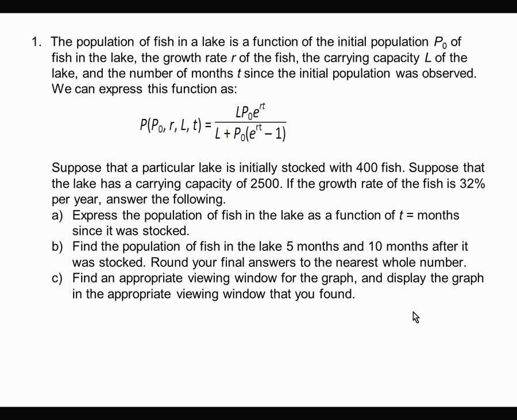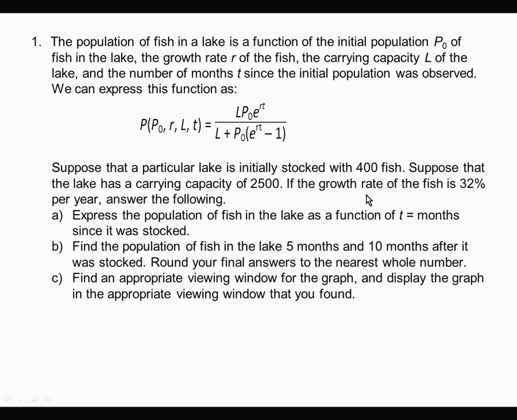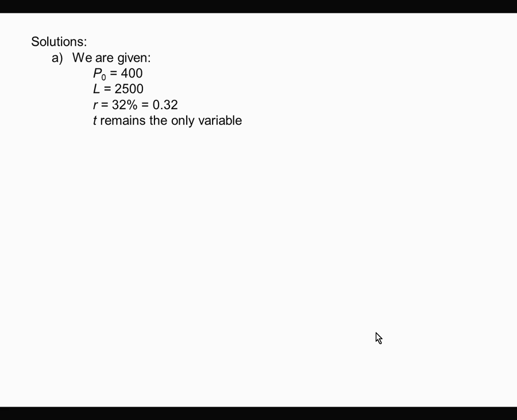Okay, our solutions. Again, the setup is there. In part A, this is what we're given. We were told that the lake was initially stocked with 400. So P sub 0 is 400. Remember the carrying capacity was given as 2,500, right? Carrying capacity, 2,500. And there's our growth rate, 32%, which as a decimal is 0.32. So our growth rate is 0.32. T remains the only variable.